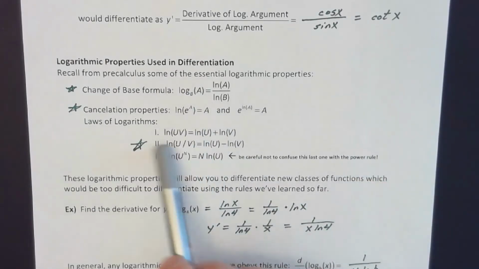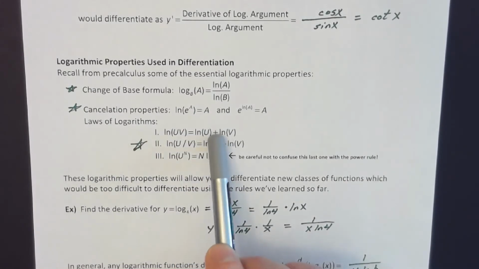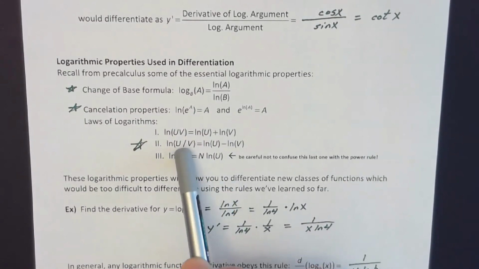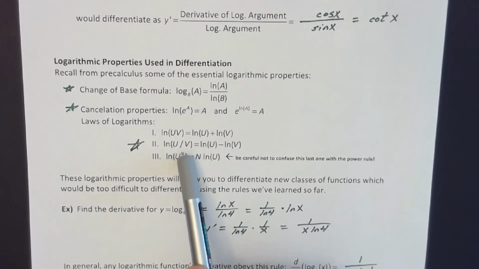Now, our laws of logarithms that you're supposed to remember: if you have a product inside of a logarithm, you can break it apart as an addition. If you have a quotient inside of a logarithm, you can break it up as a subtraction of separate logarithms. And then if we have a power inside of a logarithm, that power can come out in front.